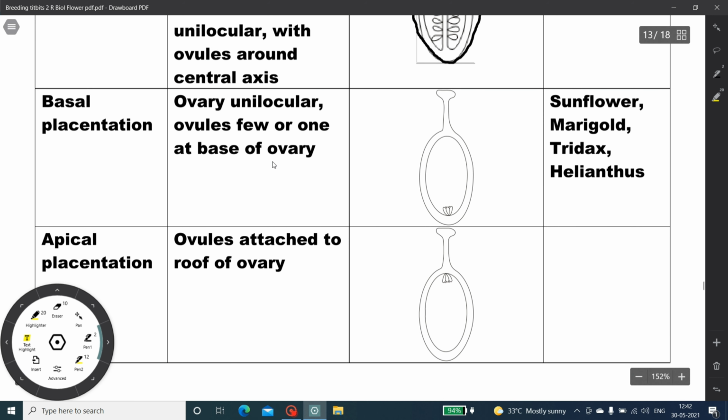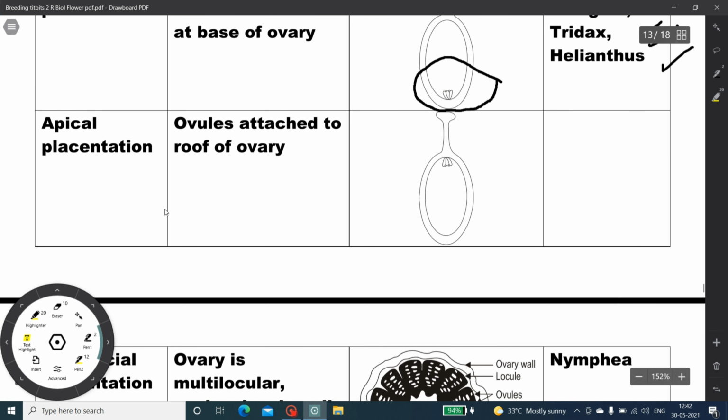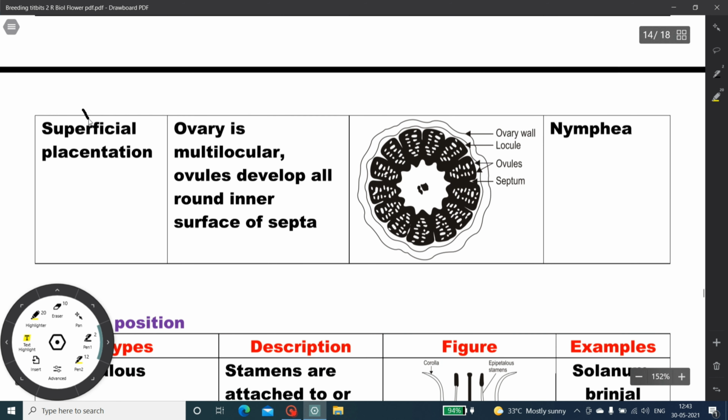Basal placentation: ovary unilocular, ovules are few or one at the base of the ovary. Examples are sunflower, marigold, tridax and helianthus. Apical placentation: ovules attached to the roof of the ovary. And superficial placentation: ovary is multilocular, that is more important. Ovules develop all around the inner surface of the septa, and the example is nymphaea.